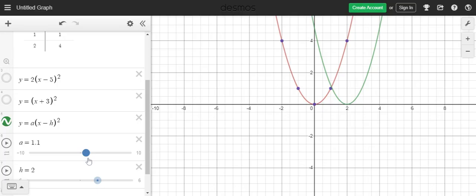Okay, I hope you got an idea of what the roles of h and a are in transforming these kinds of parabolas.